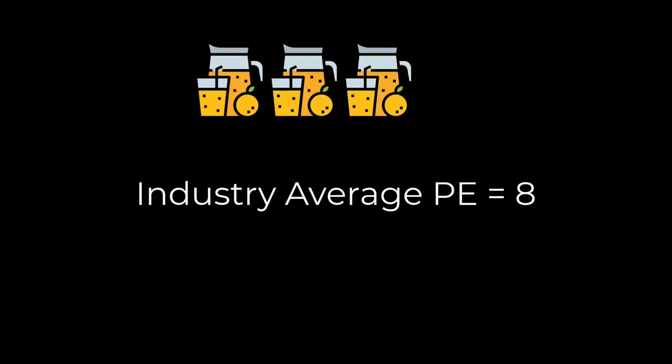So should I just buy companies when they are trading below their average PE? I wish it were that simple. You should also compare the stock to other stocks in the industry. Say you look at some other companies that sell lemonade. You calculate their PE ratio and find that the average for the industry is 8.